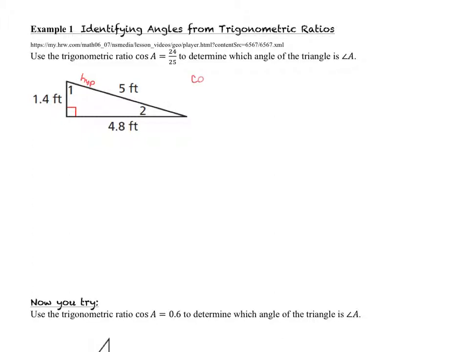So we're going to start out with the cosine of angle 1, defined as adjacent over hypotenuse. If we're at angle 1, the adjacent measures 1.4 feet over the hypotenuse, which measures 5 feet. And that gives us 0.28. If we're at angle 2, then the cosine is still defined as adjacent over hypotenuse, but this time the adjacent measures 4.8, hypotenuse still measures 5. This ratio of the side lengths gives us 0.96.